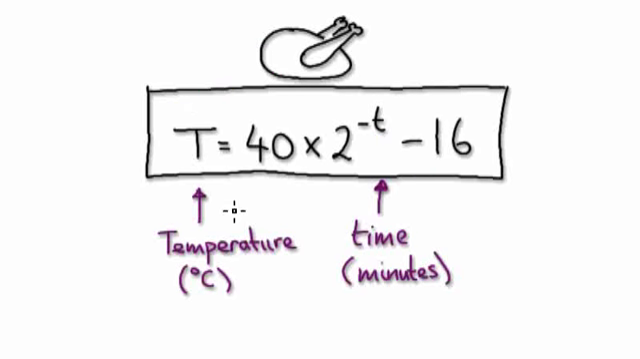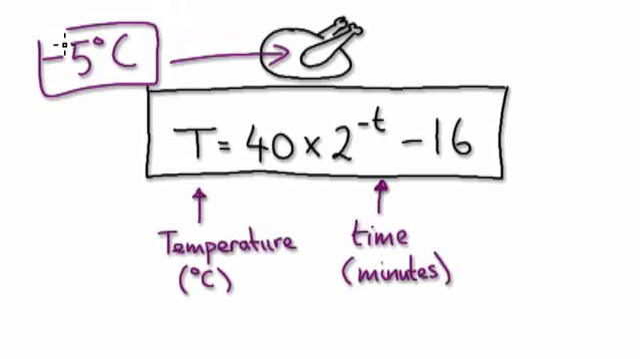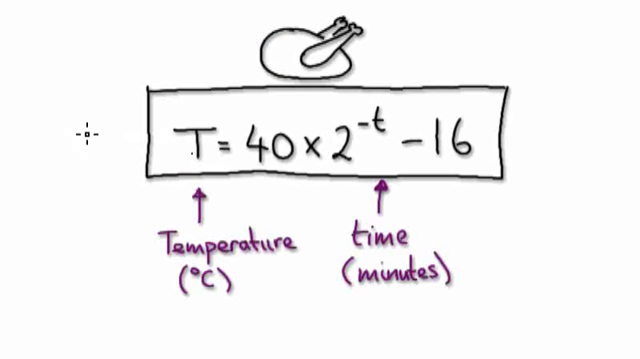Okay. My question is, what time will it be when the temperature of this chicken is at minus 5 degrees Celsius? Okay, so what time would it be when the temperature of this chicken will be minus 5 degrees Celsius? I think you might have to use graphs in order to solve this.